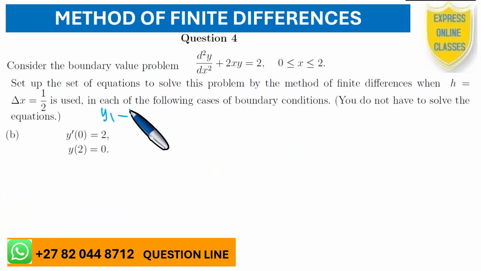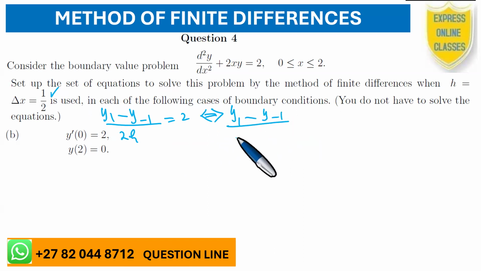We then say y1 minus y minus 1 divided by 2h equals 2, with h equals 1/2. You would have divided by 2h equals 2. So you multiply here, and we have the following.